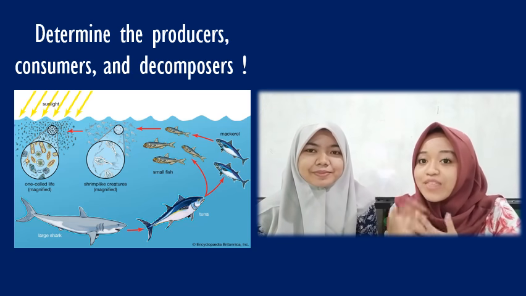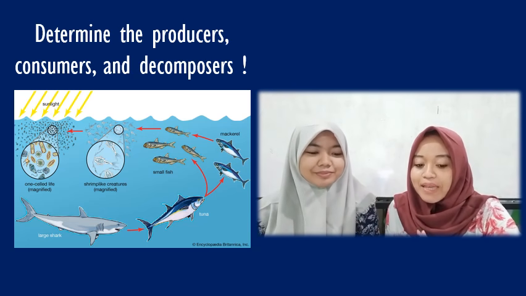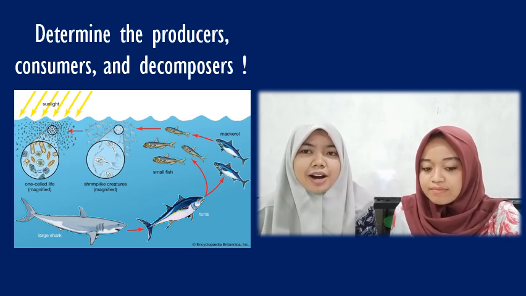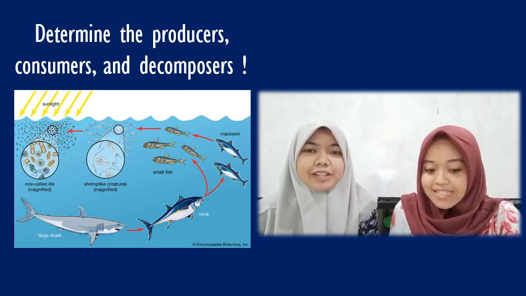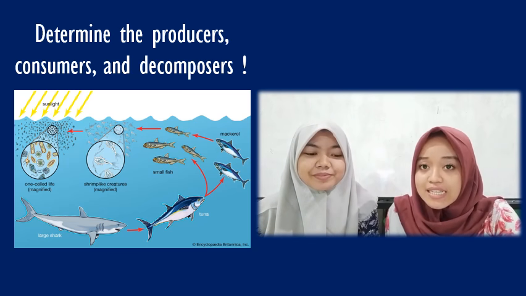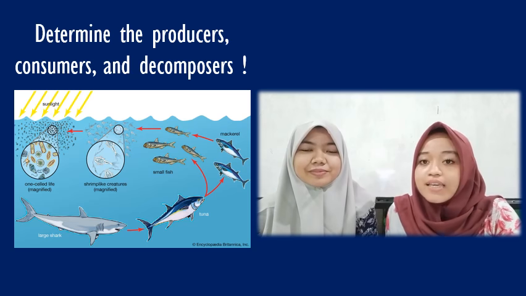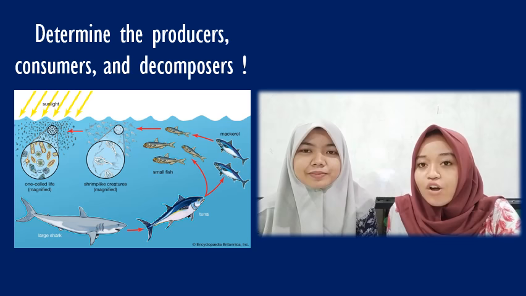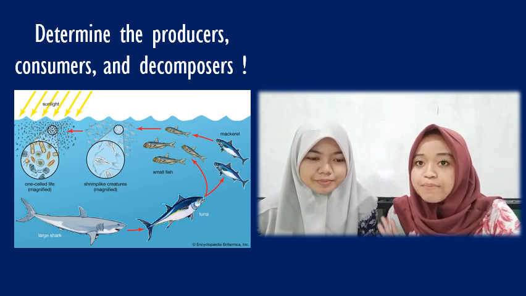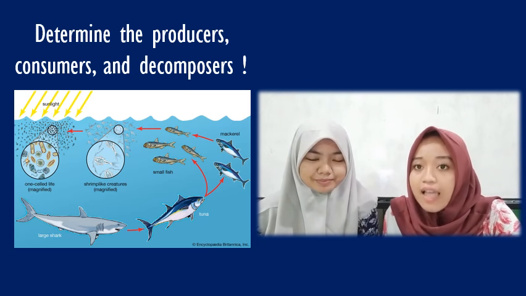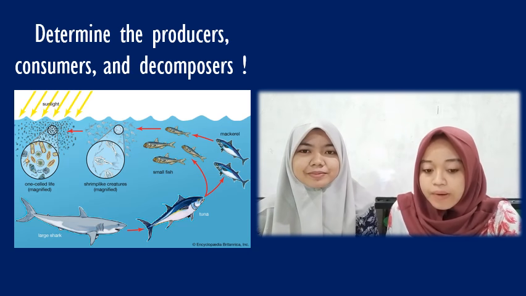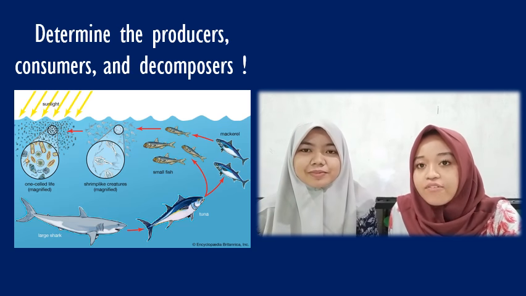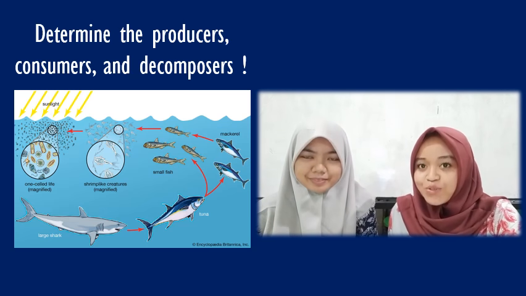Let's determine it together. Which one is the producer? The producer is the one-cell life. Yes, the one-cell life is called a producer because it can make its own food. Based on the picture, you can see the sunlight. Sunlight is absorbed by the one-cell life to make its own food. So we can call the one-cell life the producer.